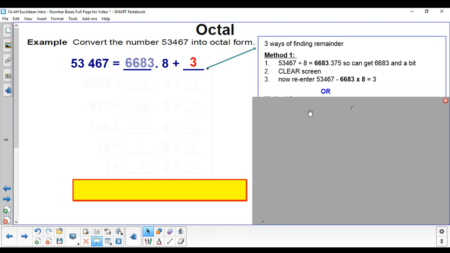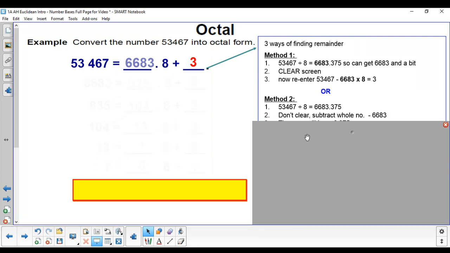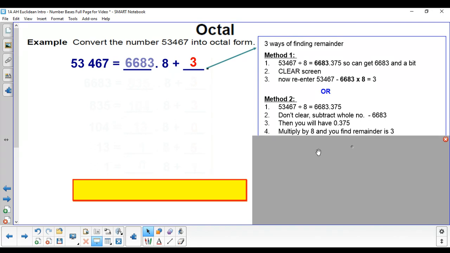The alternative, which I'm more popular with, is doing division again, so you get the same answer, but instead take off the 6683 once you wrote it down, and you're left with the decimal part, and then times it by 8 and you'll get your remainder.